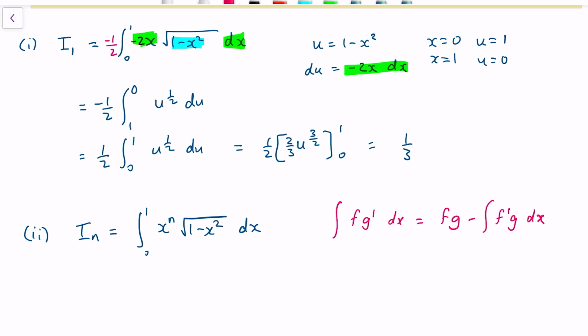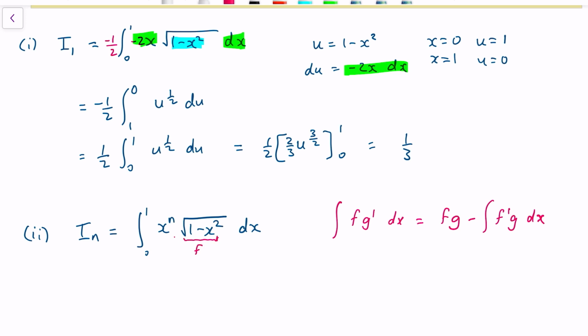Originally I chose this to be f and this to be g dash, and then I realized that was silly because I don't actually know how to anti-differentiate this here without any trig substitution. It's messy, and it can't be that messy. So I went back to the problem and tried it the other way around, and I know how to differentiate this one.